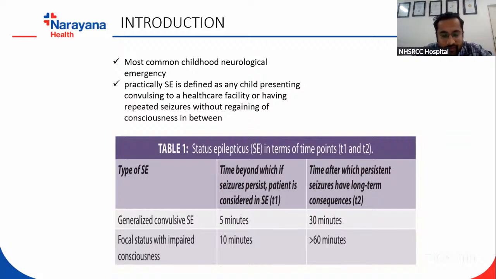We can wait till 5 minutes for the seizures to self-abort. If the seizures are not abating in 5 minutes, then we have to give IV or intranasal benzodiazepines. And if the seizures continue for more than 30 minutes, then we can suspect neurological consequences. And for focal, the T1 and T2 they have given are 10 minutes and more than 60 minutes respectively.